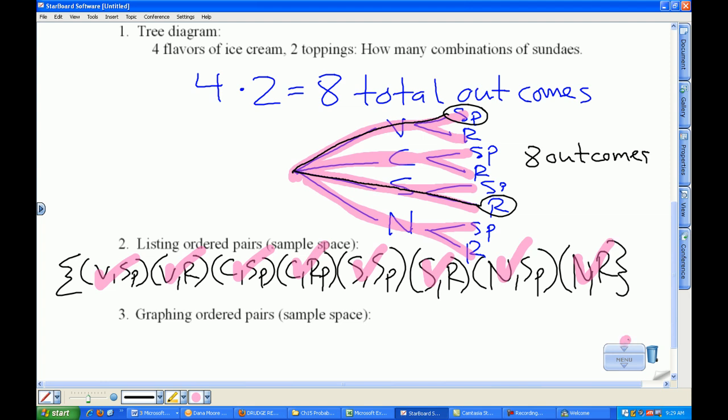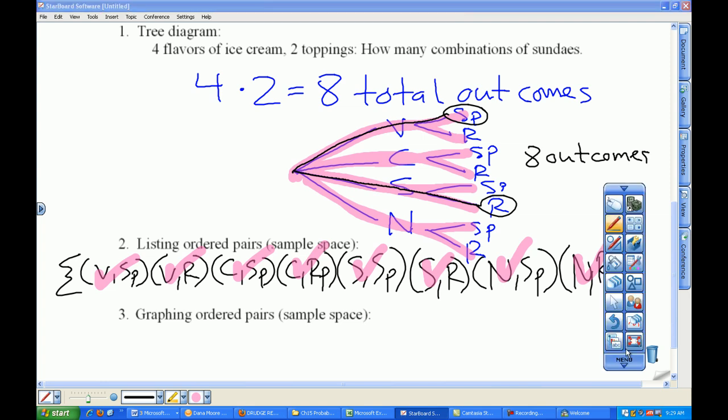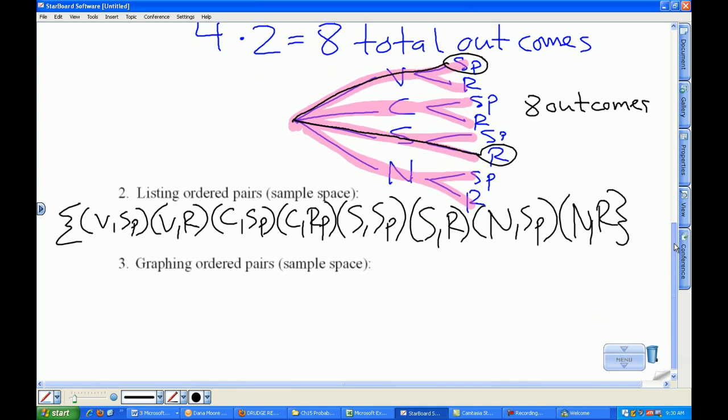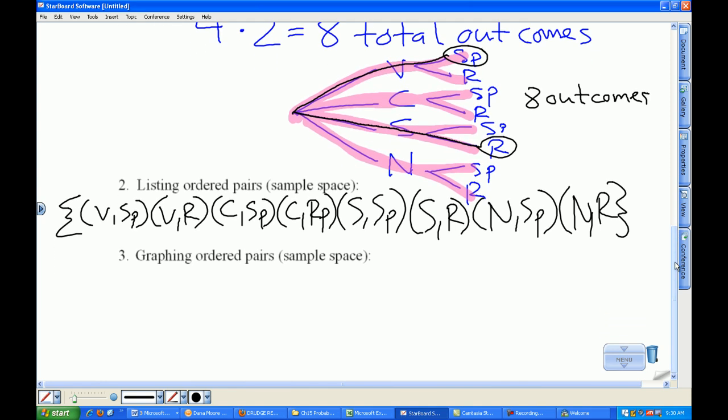When we do a sample space, we write it in set notation, as you can see here, and we put curly brackets on it because it's in set notation. The tree diagram and the sample space show exactly the same information. Exactly the same. They're no different. You just have a preference one over the other, or maybe the directions will tell you.